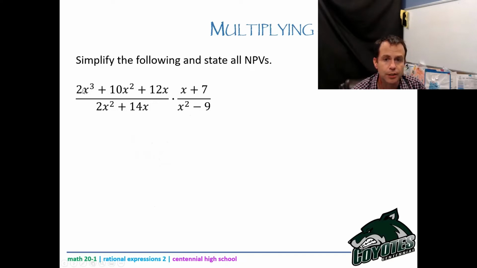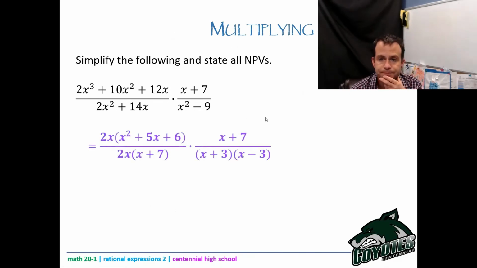I'm going to take out a 2x from this top left corner here. And that would leave me with 2x bracket x squared plus 5x plus 6. Down below here, I can take out a 2x, and that would leave me with x plus 7. X plus 7 here, I can't do anything with. X squared minus 9 is the difference of squares. Those things that kids hate to find, or not hate to find, but never find. X squared minus 9, x plus 3, x minus 3. So here's where I am.